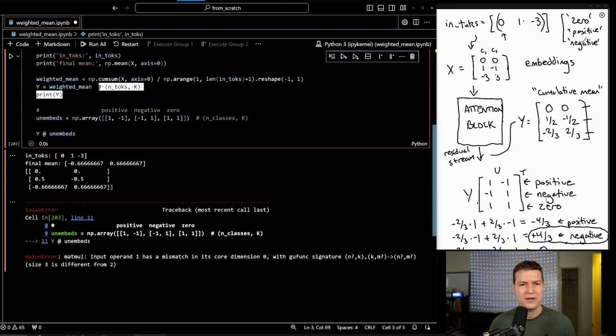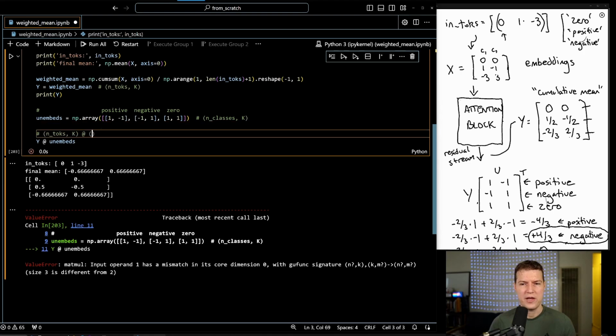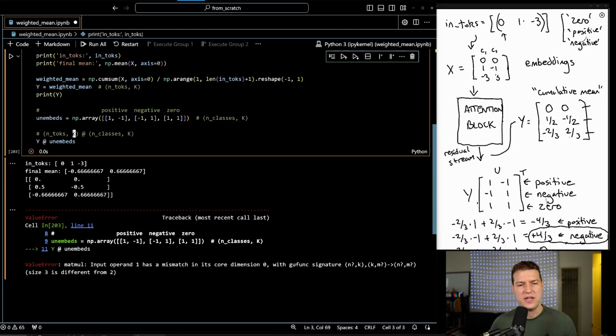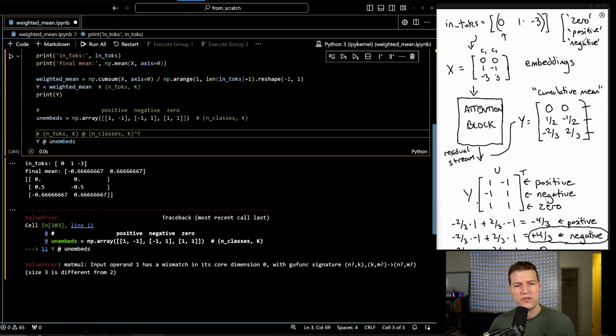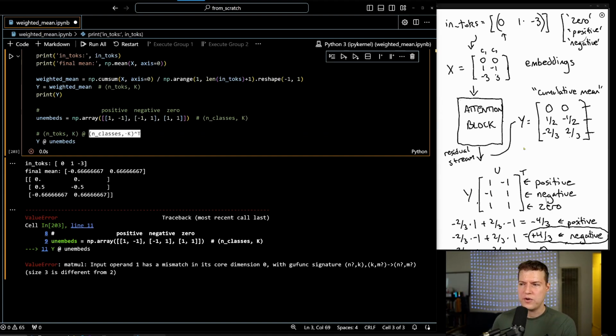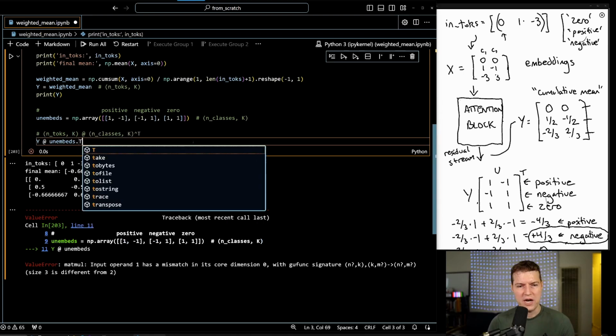And that's because when I try to do this matrix multiply, you can see that the inner dimensions do not match. And so I'm going to have to transpose this. If I transpose it, now the inner dimensions match. And remember, when we do this transpose, here I'll write it as it should be. When I do this transpose here, what we're actually doing is we're taking each row of y and we're taking the dot product of that with each row of the unembeds. So we'll have to do a dot T.